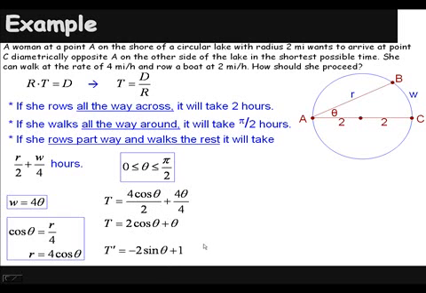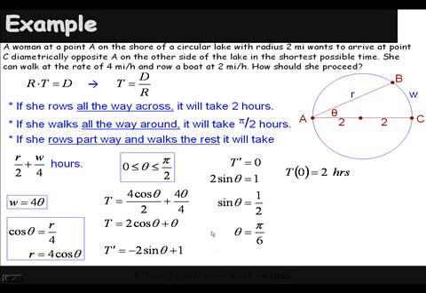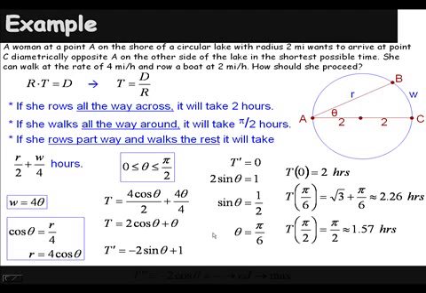If we take the derivative in terms of theta, we get negative 2 sine theta plus 1. If we set that equal to 0, we find out that sine of theta has to equal half, and theta is 30 degrees or pi over 6. So when theta is 0, it'll take us 2 hours. When theta is pi over 6, it'll take us 2.26 hours. And when theta is pi over 2, that's walking all the way, it'll take 1.57 hours. So she should walk, and she'll get there the fastest.